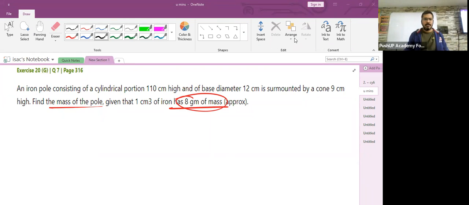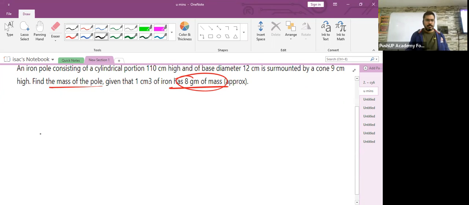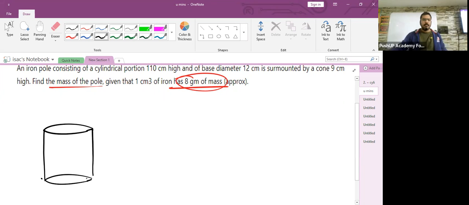An iron pole consists of a cylindrical portion 110 centimeter high. That means the height of the cylinder is how much? 110 centimeter. And the base diameter, how much is the base diameter? It's 12 centimeter. So the radius will be equal to 12 by 2, which is equal to 6 centimeter.